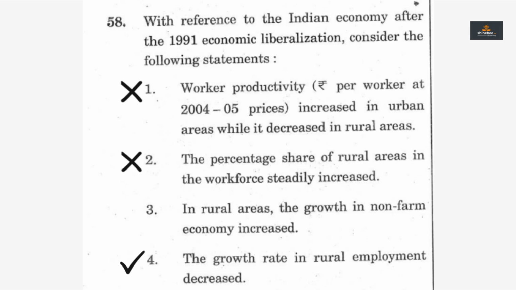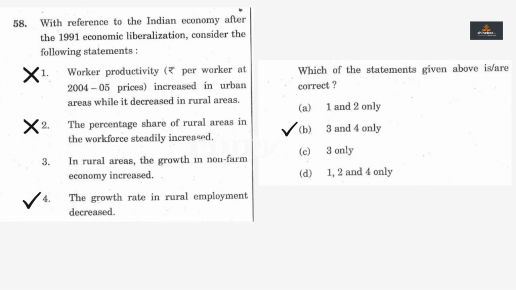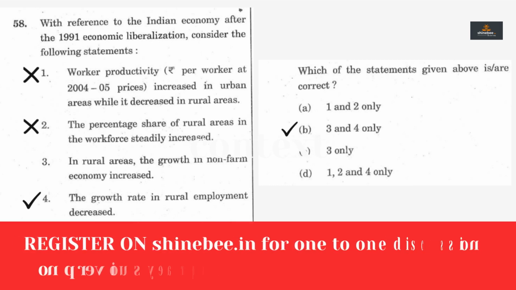Using same logic, statement 4 should be correct because migration from rural to urban areas happens because there are lesser avenues for employment in rural areas. This in turn would be result of decrease in growth rate in rural employment. Now with statement 1 and 2 incorrect and statement 4 as correct, we can easily mark option B, that is 3 and 4 only, as correct.